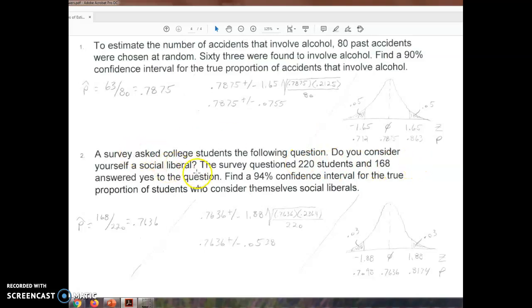Now the last one here, it says a survey asked college students the following question: do you consider yourself a social liberal? The survey questioned 220 students and 168 answered yes to the question. Find a 94% confidence interval for the true proportion of students who consider themselves social liberals.